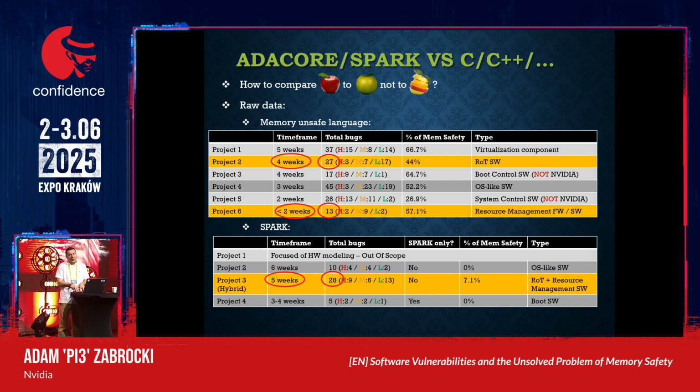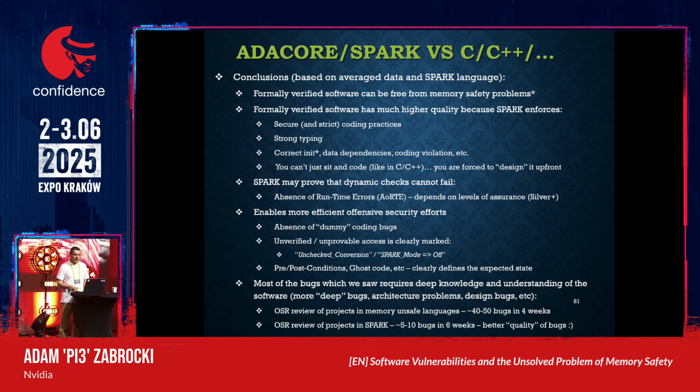The question is why? Actually, these are the interfaces which interact with the memory unsafe languages and memory unsafe libraries, because it's not provable by Spark, because it's not in Spark. So in conclusion, formally verified software can be free of memory safety issues. Formally verified software also has much, much higher code quality, because it enforces secure and strict coding practice, strong typing, correct initialization of data, dependencies, coding violations, and such.